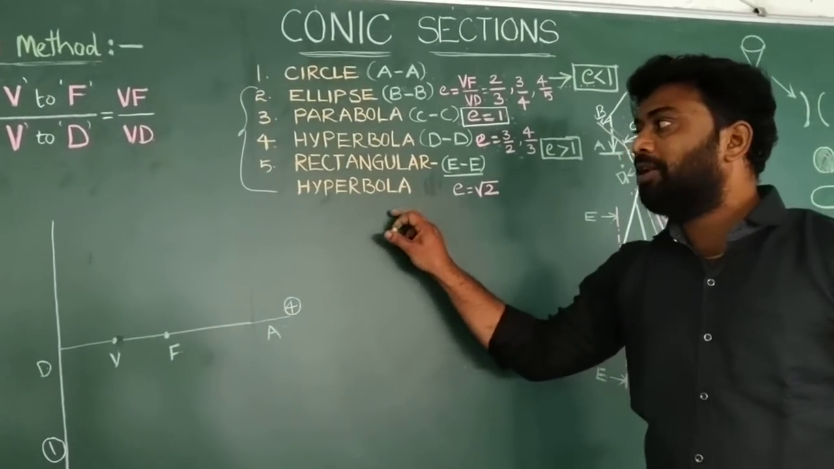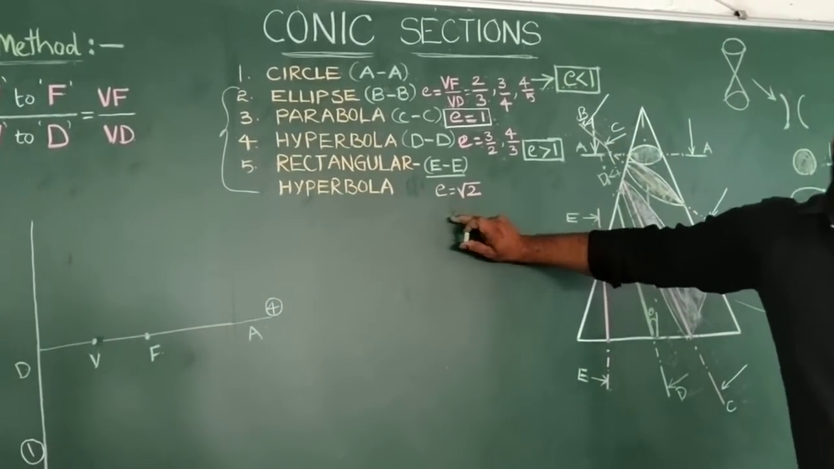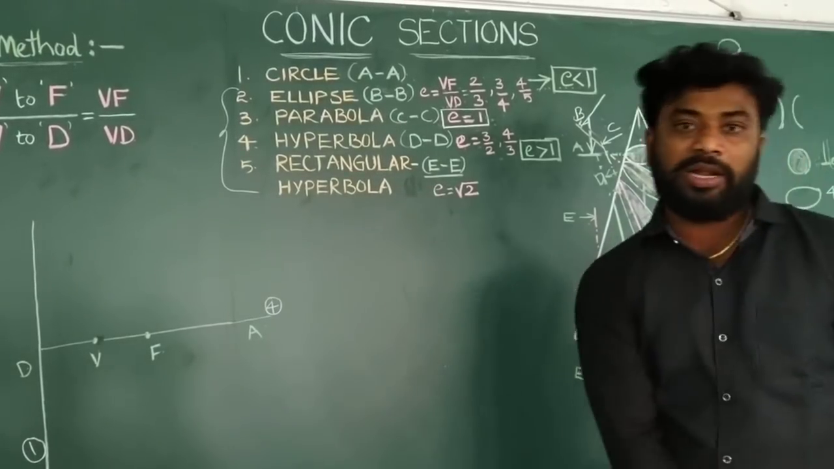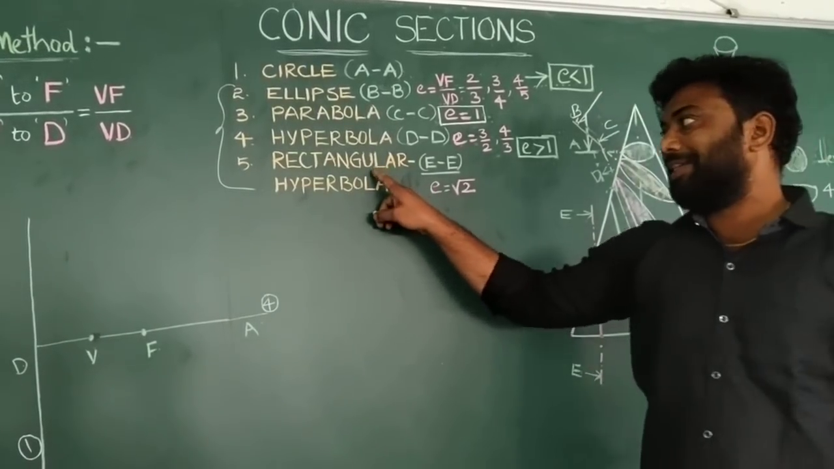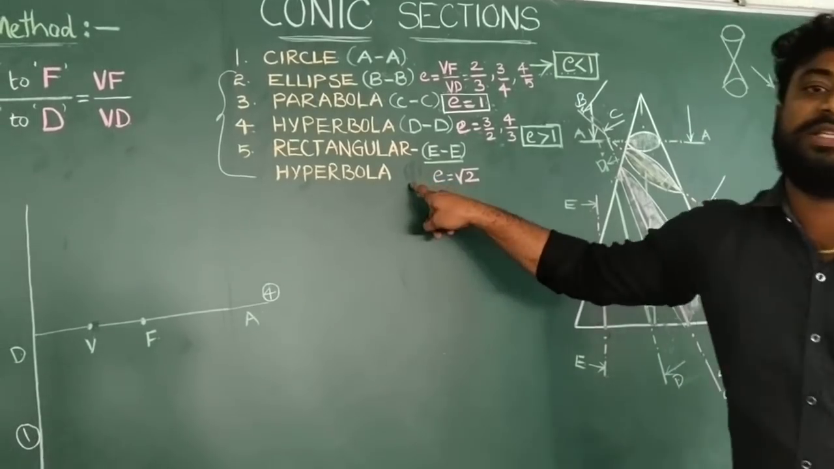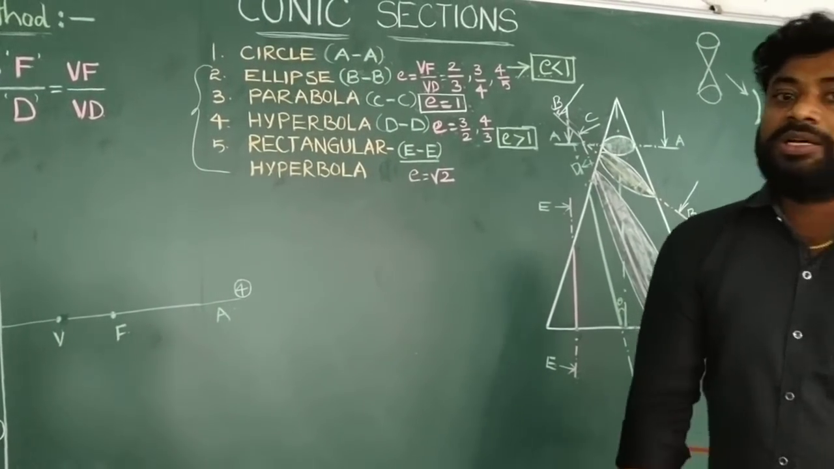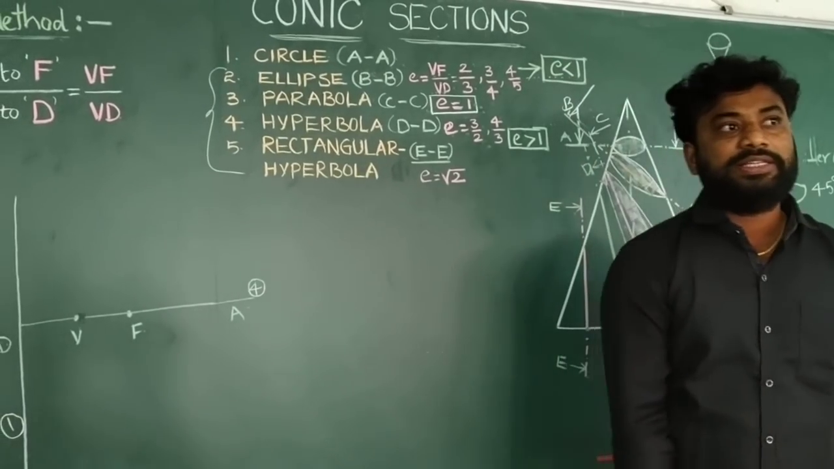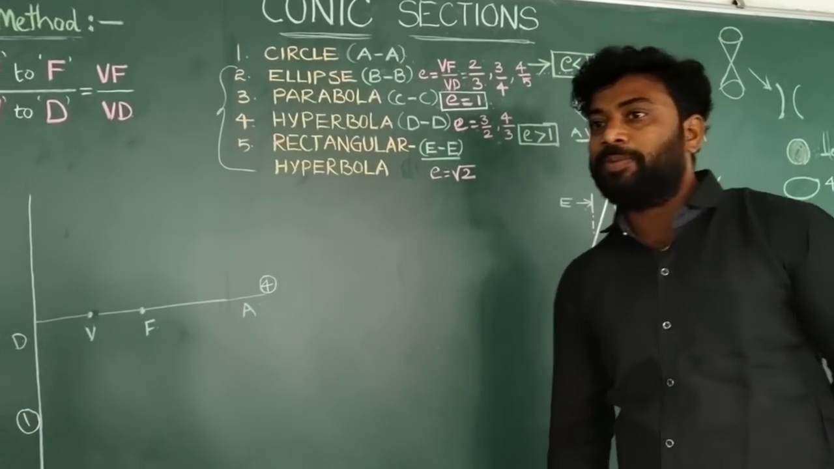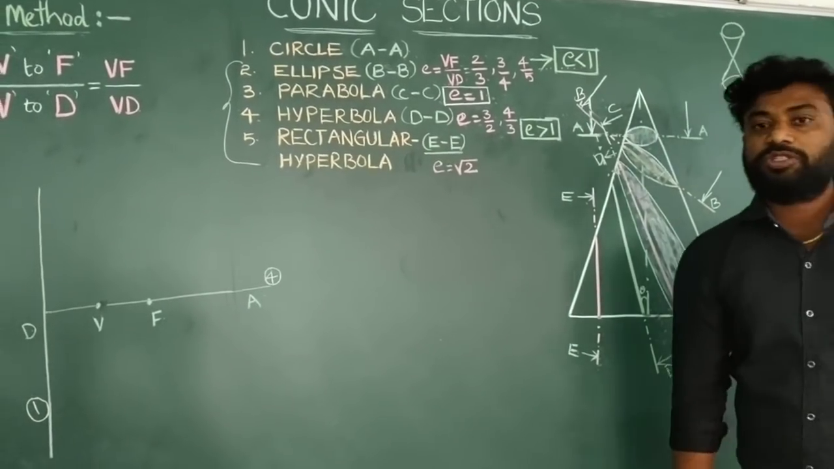Coming to the rectangular hyperbola, actually the eccentricity value is √2 for the rectangular hyperbola, but we will not construct the rectangular hyperbola with the eccentricity method. We have another method, that is the asymptotes method. In the next video lecture we can see the construction of the rectangular hyperbola with the help of the asymptotes method.